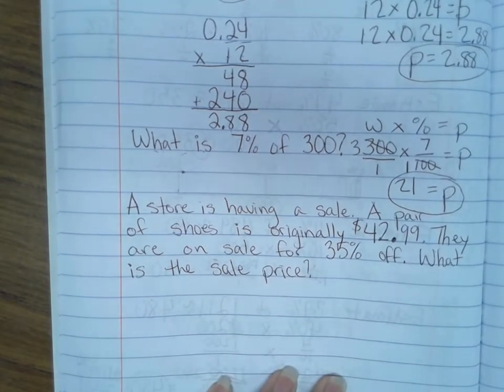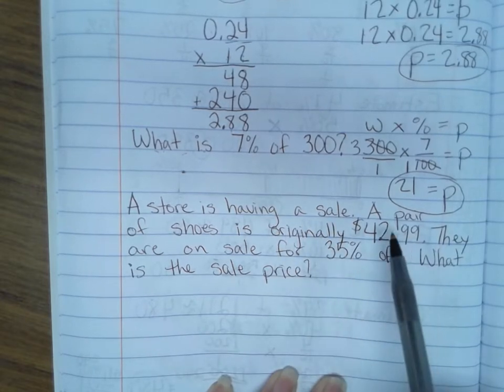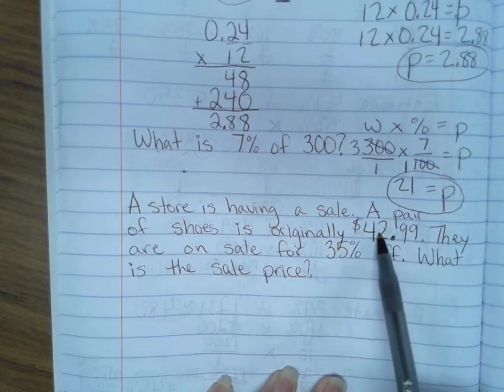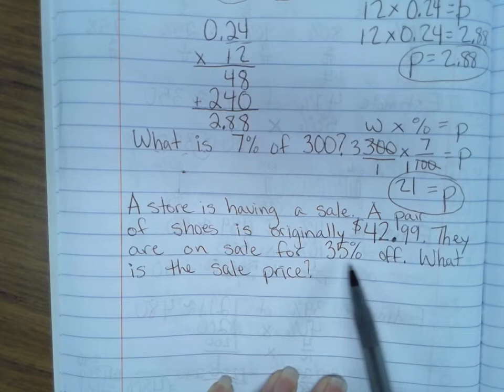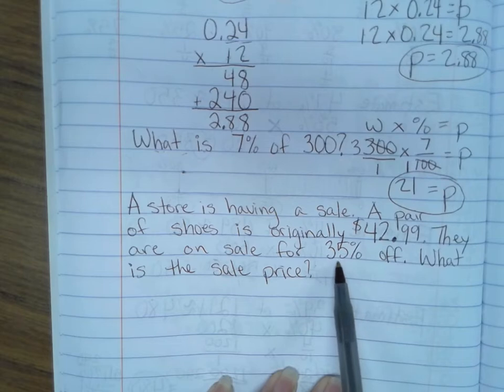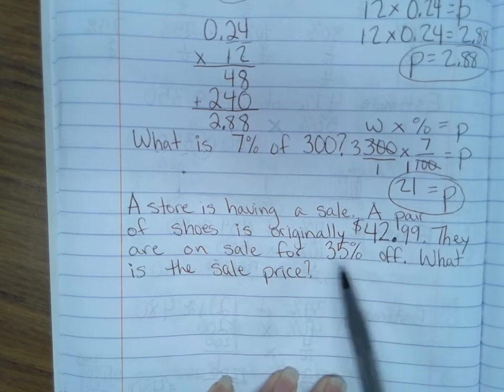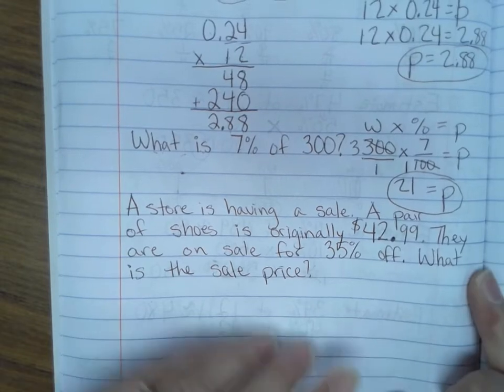Alright, so from here, let's pick out what we know. Here's a clue, originally, so this is the whole price. We are looking for a percent of it, but we're going to take it off. This is one thing that you really need to watch for. Because it says 35% off, we need to find 35% and then take it off of the original price. So there's going to be a little bit more math here.